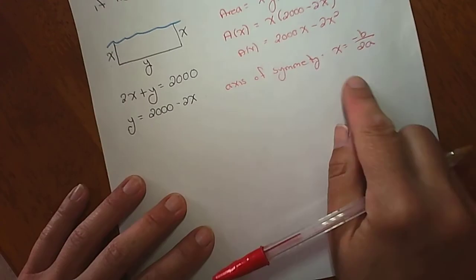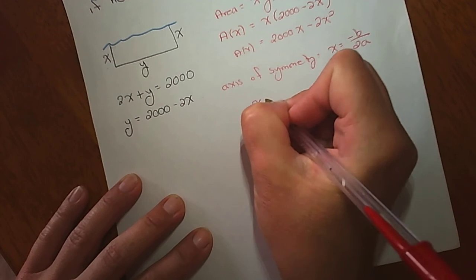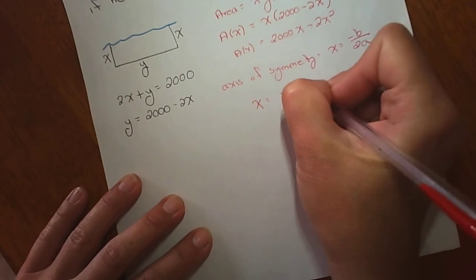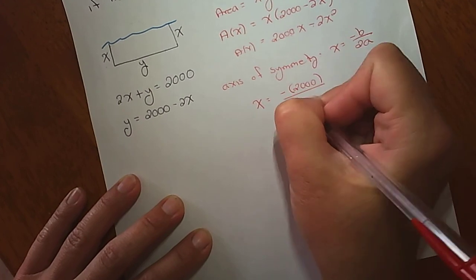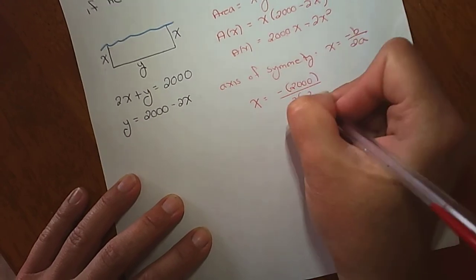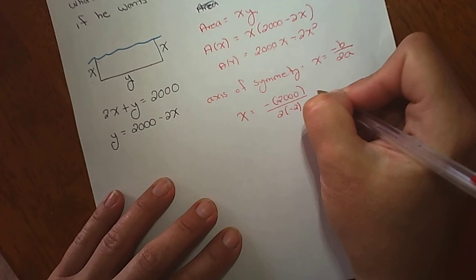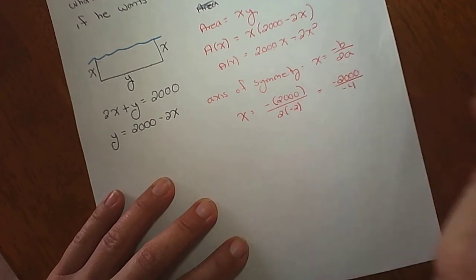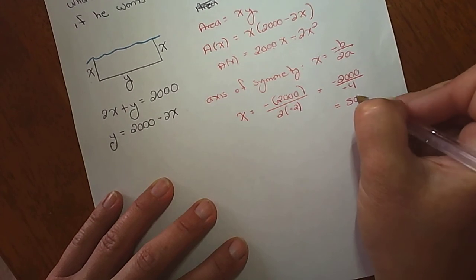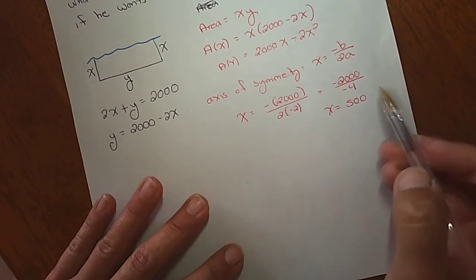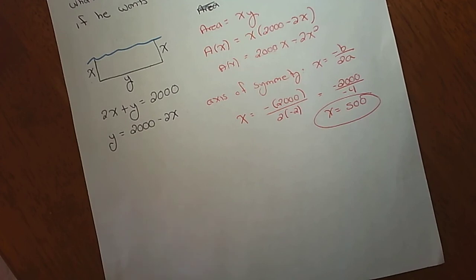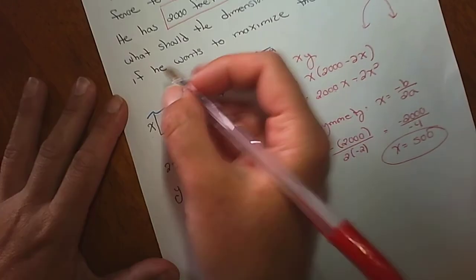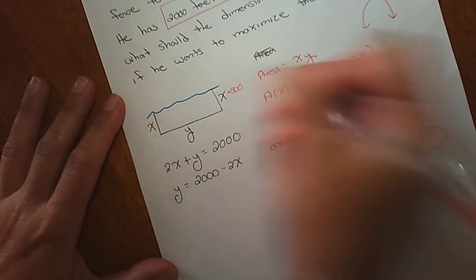All right, so we're going to plug into this. So x equals negative, the b would be 2,000, over 2 times a would be negative 2. And that would be, what, 500? All right, so guys, that's the x value that would maximize the area. So my first dimension would be 500, right?